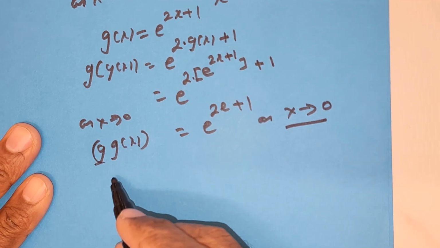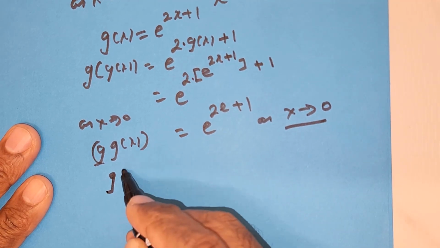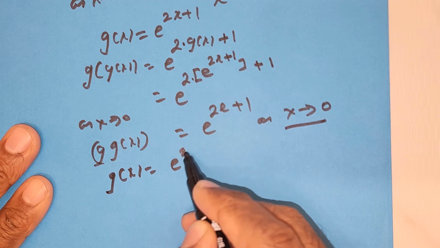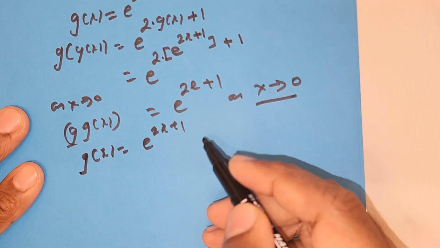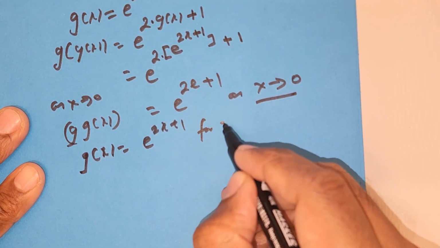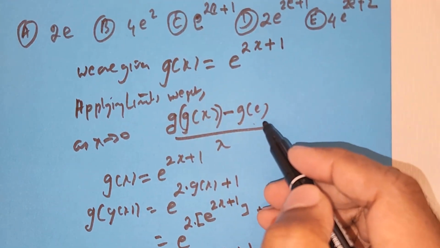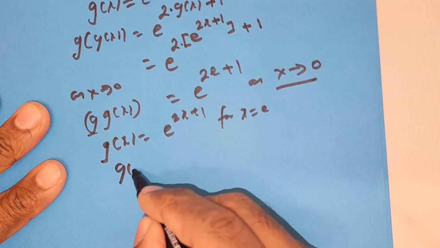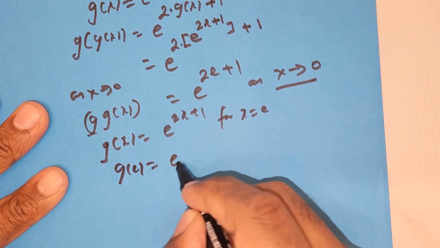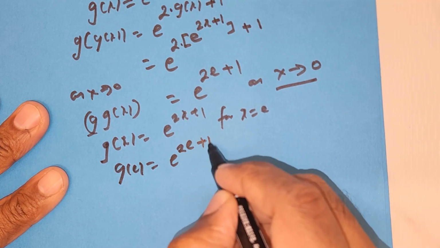Okay, fair enough. Now we already know g of x is e raised to the power of 2x plus 1. Now for x equal to e, g of e is given here. So we need to find the value of g of e. So what is g of e? g of e is nothing but e raised to the power of 2 times e plus 1.